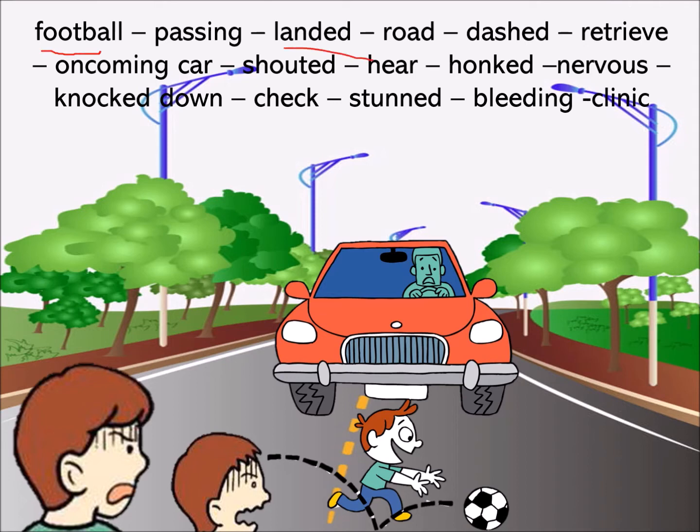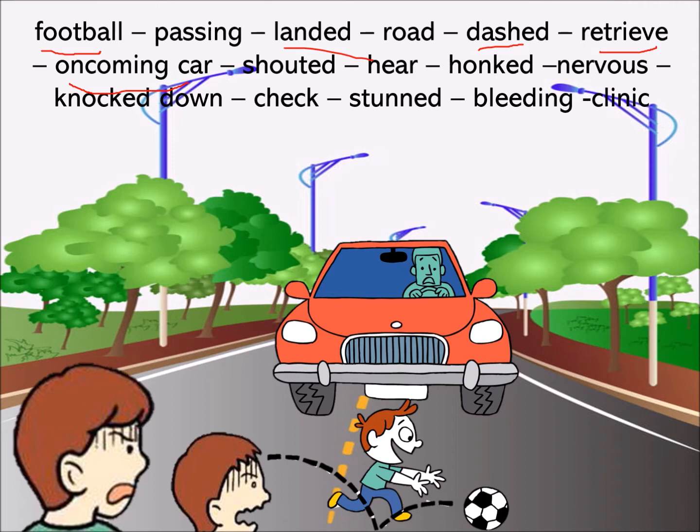Passing, landed. Landed means it touched a surface, right? Road, yes, what landed on the road? Dash. Dash means you ran out without paying attention to your surroundings. You dash out, it means your movement is very fast. You move out from a place without paying attention to the surrounding. Retrieve means to get back. Oncoming. Oncoming car means the car is coming towards you.